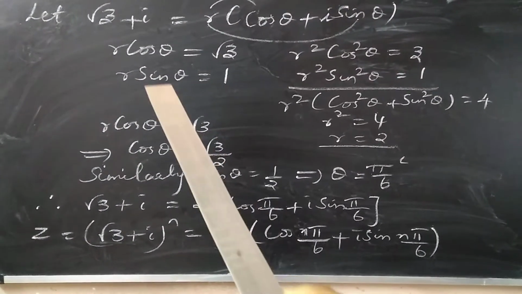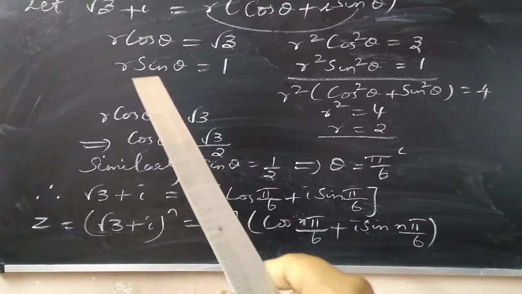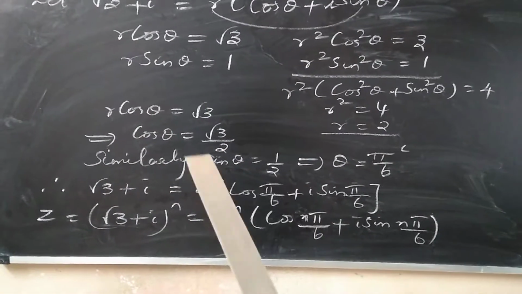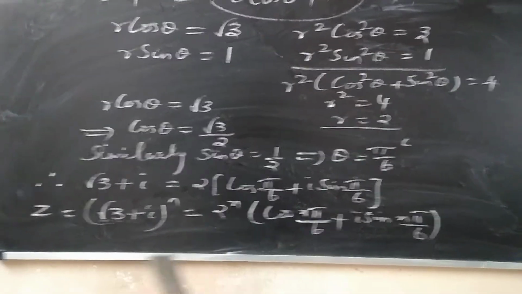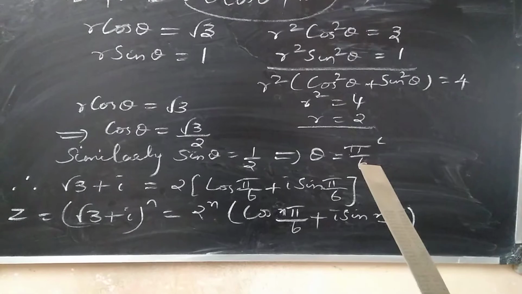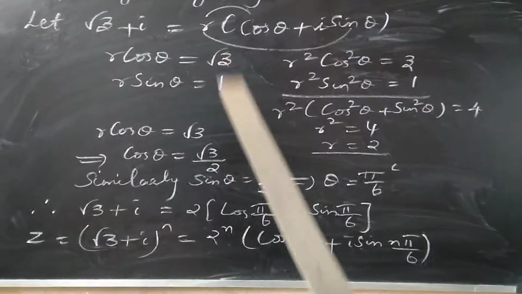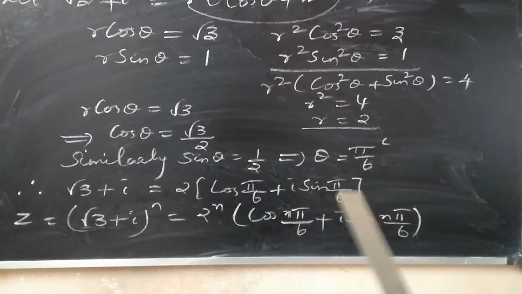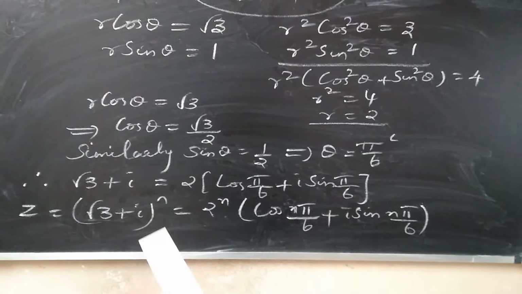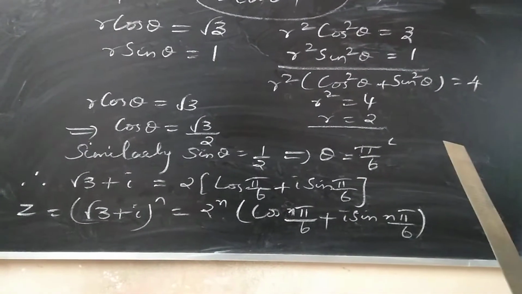So now I substitute the value of r in this equation. I get cos theta is root 3 by 2 and here I get sin theta is half. So you should get a value of theta for which both these equations will coincide. And that value is 30 degrees, or rather pi by 6 radians. So substituting for both r and theta in this form, I get root 3 plus i as this. So what is (root 3 plus i)^n? It is the whole right side raised to power n.